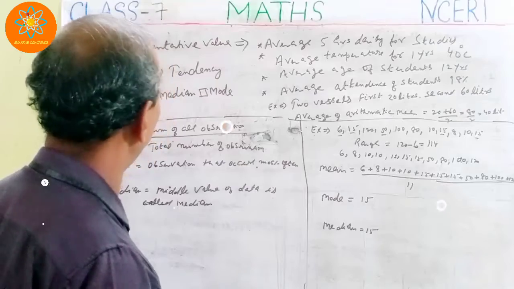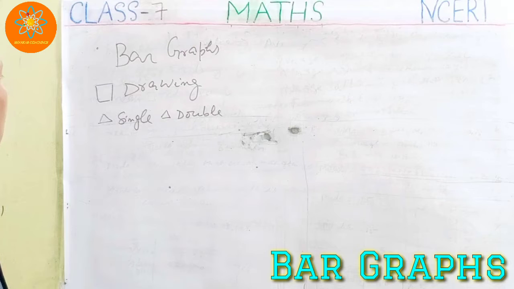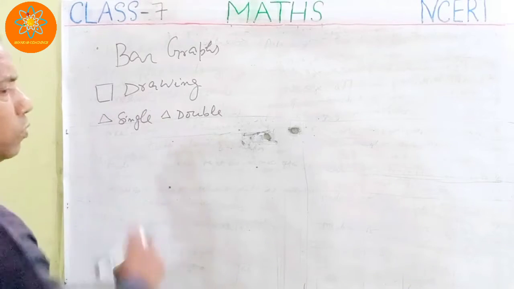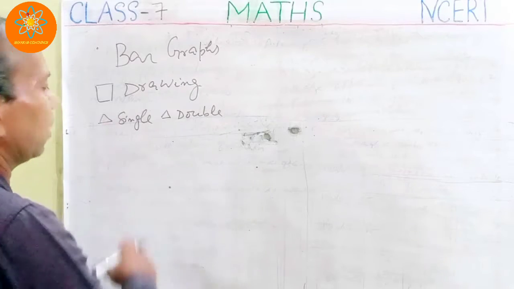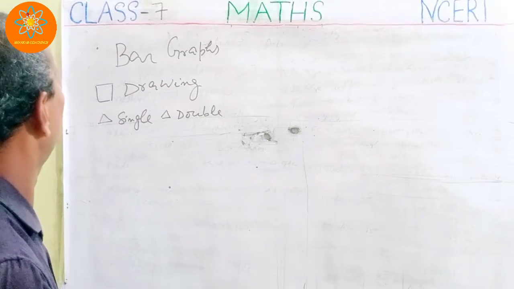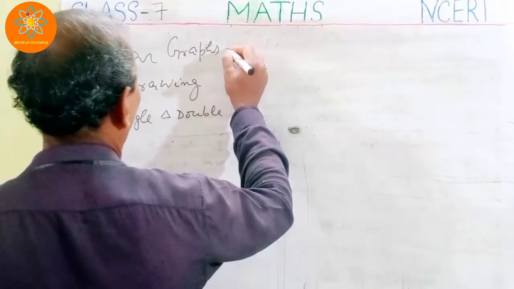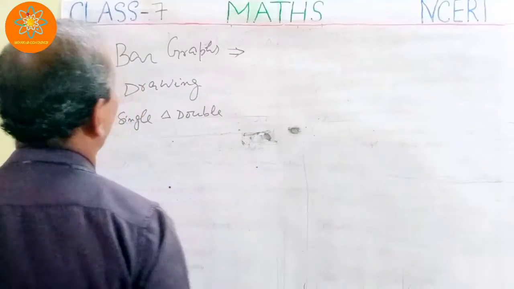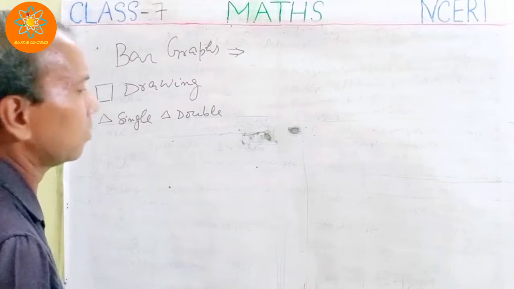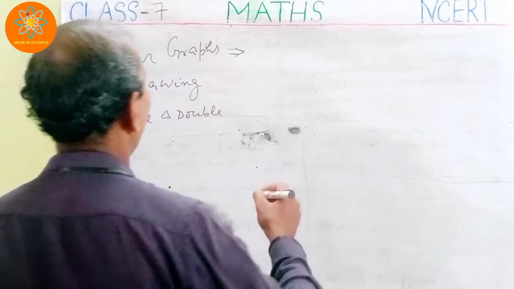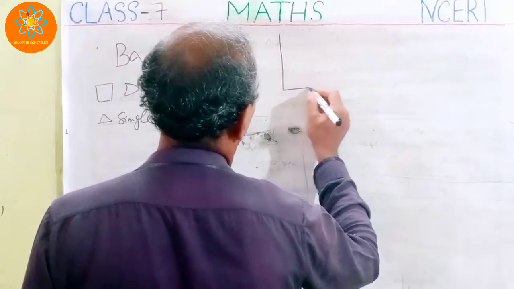Now we'll study about the bar graphs. In the bar graph, we'll discuss how to draw the bar graphs, and two types of bar graphs are there. One is the single one, another is the double one. Actually, what is the bar graph? Bar graph is nothing but a rectangle representation on graph paper. So that is the bar graph, like this.